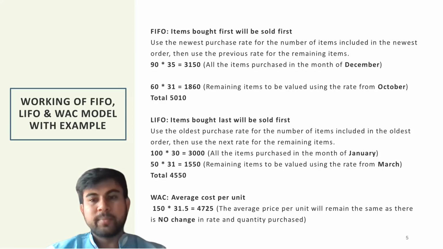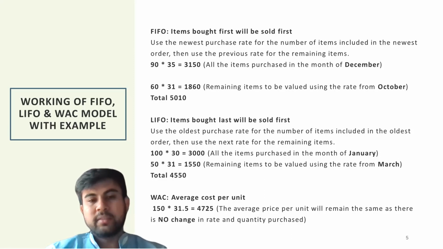And for the month of October, it is 60 quantity into 31 rupees. That comes to 1860 total. So it is for the rate of October. So total that makes for December and October, that is total 5010 rupees.